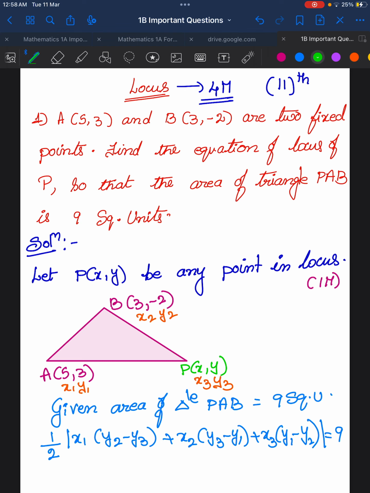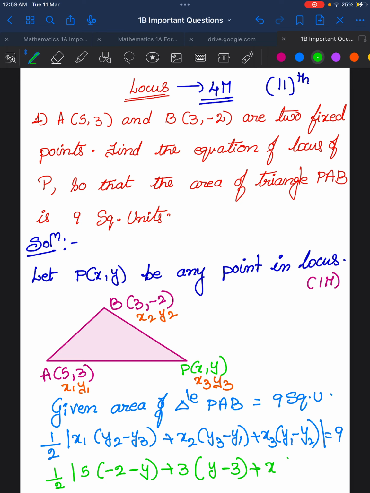Now we are just substituting the values. Half mod. What is x1? 5. What is x2? 3. What is x3? x. Always take from the triangle: x1 is 5 into (y2 minus y3), y2 is minus 2, minus y, plus x2, whose value is 3. From the figure you can see it. Into (y3 minus y1), that is y minus 3, plus x3.